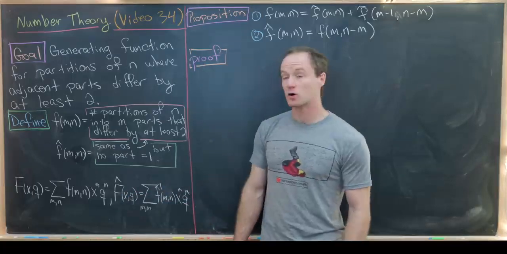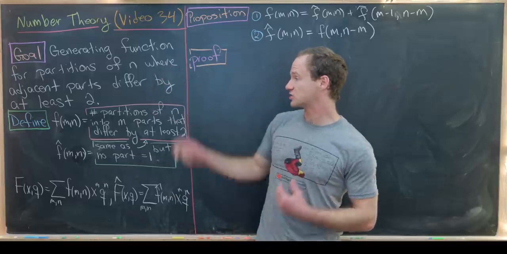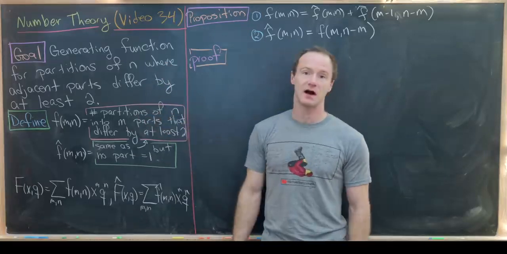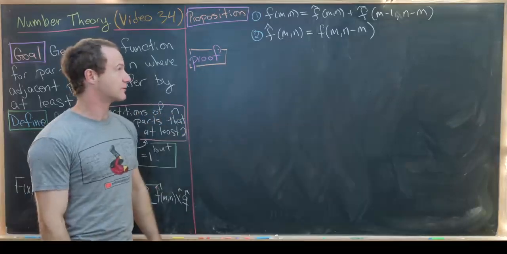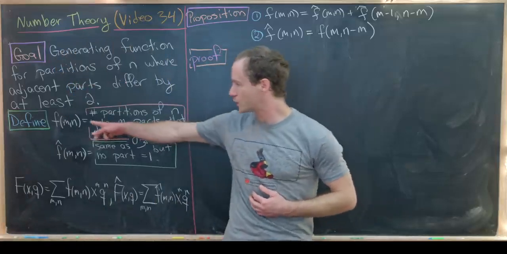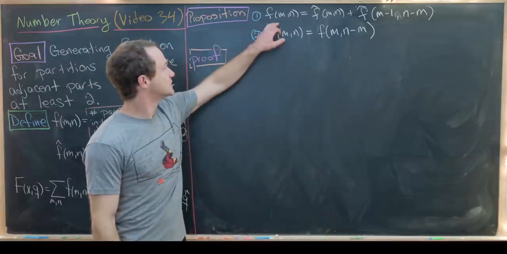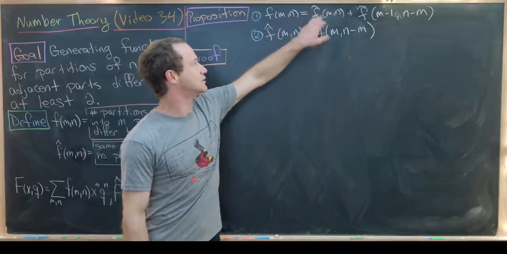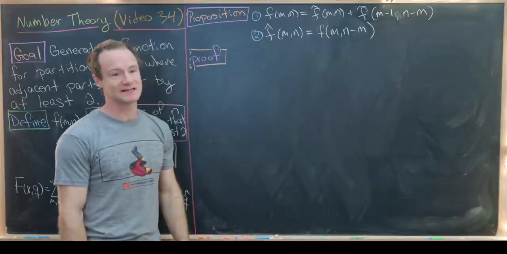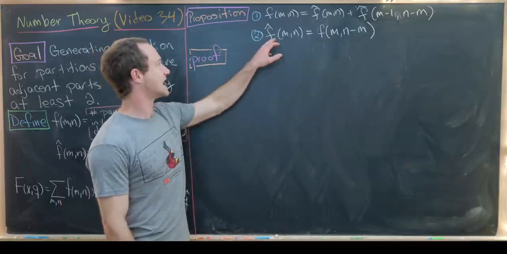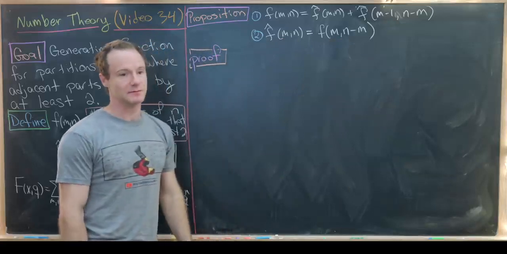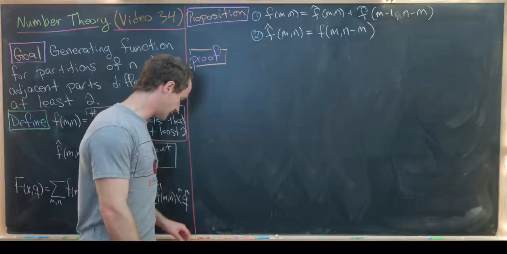So remember, our goal is to find the generating functions for parts like this. And so that would be related to this pink box here. So we'll start with the following proposition. It has 2 parts, and it's some sort of recursion between these 2 functions. So we've got f of mn is equal to f hat mn plus f hat m minus 1, n minus m. And then the second one is f hat mn is equal to f m, n minus m.